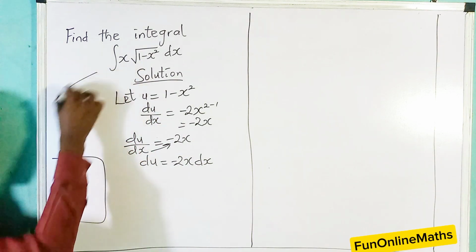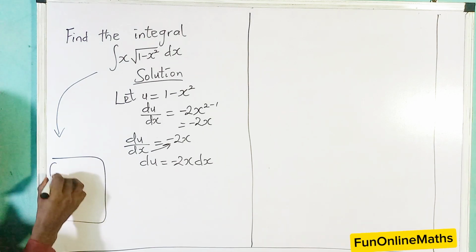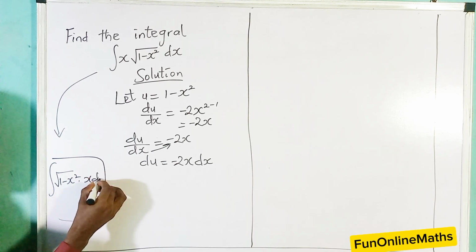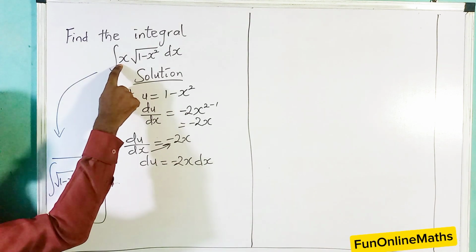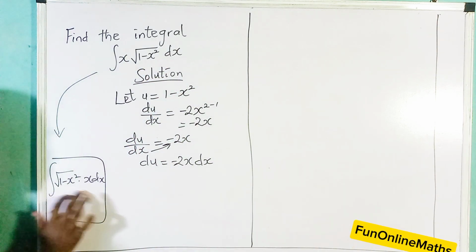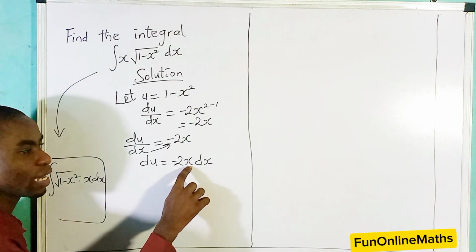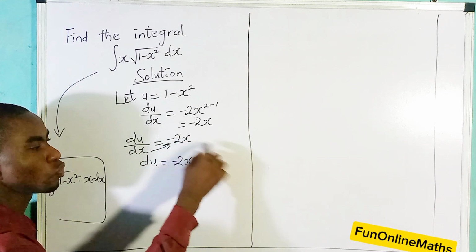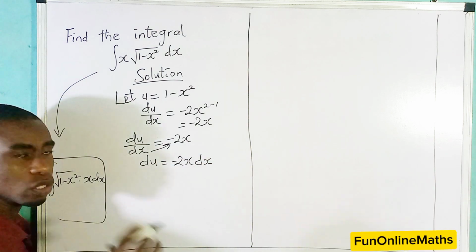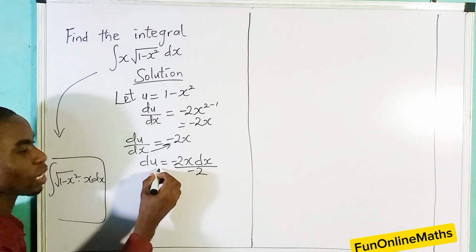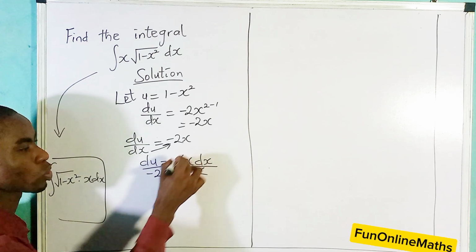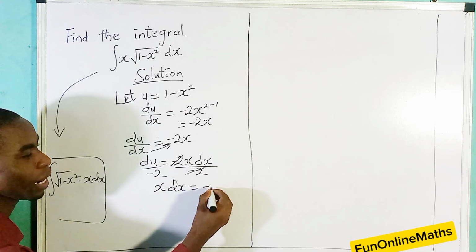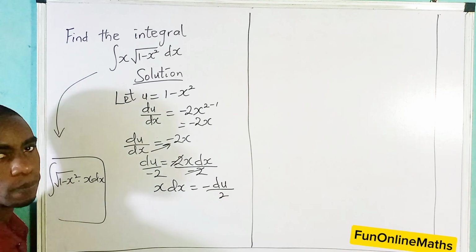Now, if you look at this question, let me put this by the side, I can write this as the integral of root of 1 minus x squared times x dx. What I did is to bring x to this side. It's the same thing. Now, you already see x dx here, right? We want to replace this with a new variable. For that to be possible, divide both sides by minus 2. This minus 2 is going to cancel out this minus 2. So it means that x dx will be equal to minus du over 2.